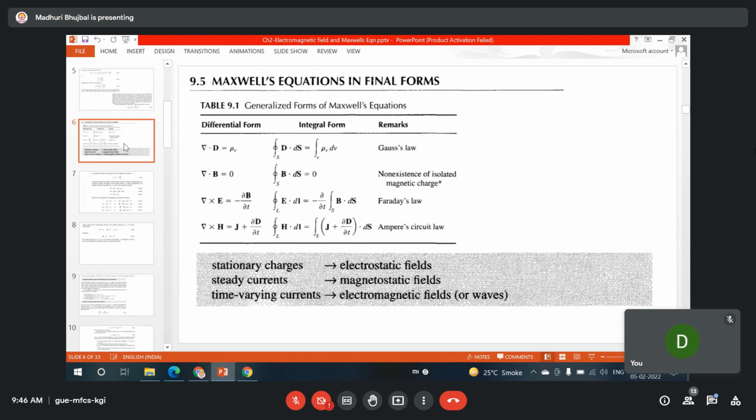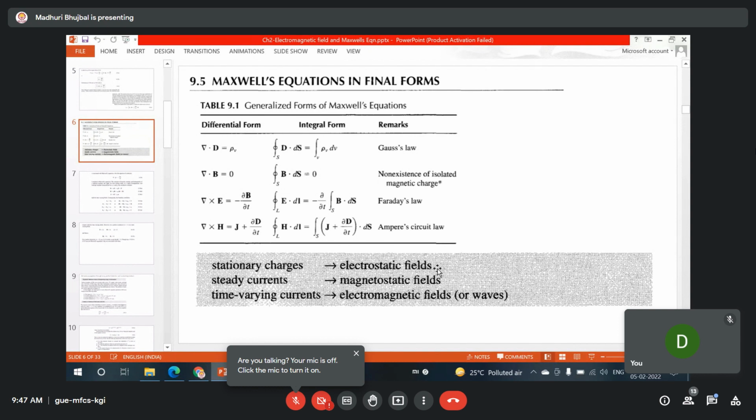Now, all of you, please write this down. I added this yesterday, so you can get a better idea of what is responsible for the electrostatic field and what is responsible for magnetostatic fields. Write down: stationary charges will produce electrostatic fields. Stationary charges will produce electrostatic fields.